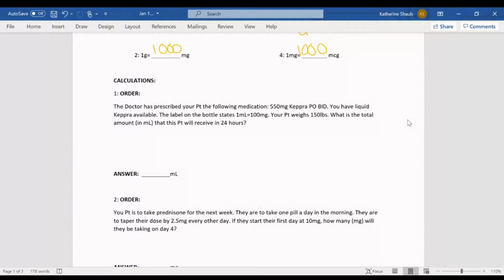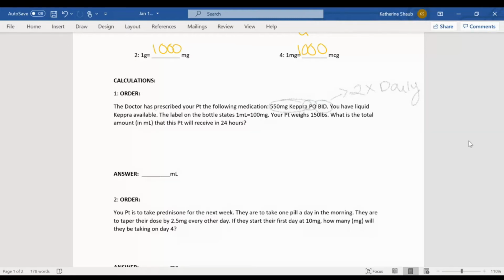Well, first you're going to start with what the dose is, and that is 550 milligrams of Keppra. You know it'll be taken orally, that's PO, and BID. You must know your abbreviations in nursing and when it comes to NCLEX. So BID means 2 times daily. Excuse my writing. And you have liquid Keppra available. Perfect. The label on the bottle states 1 milliliter per 100 milligrams.